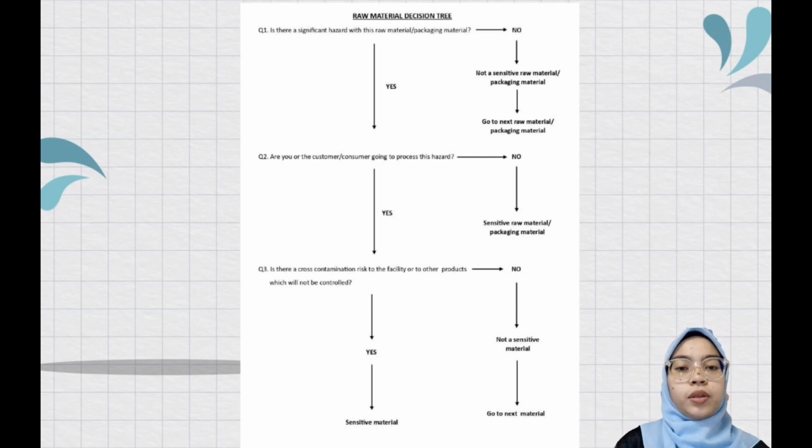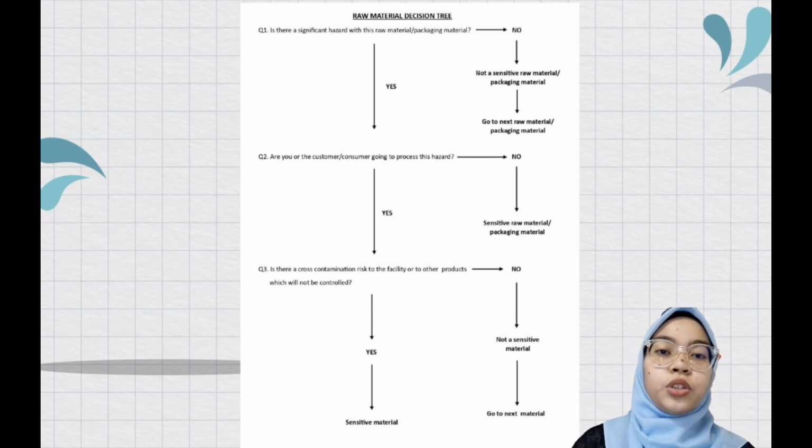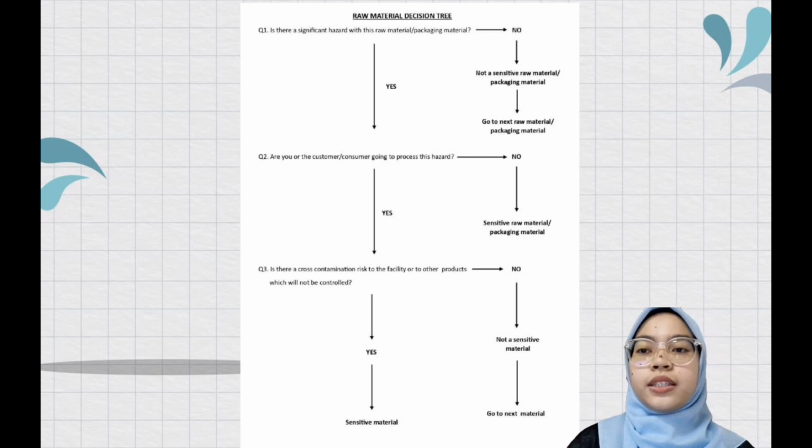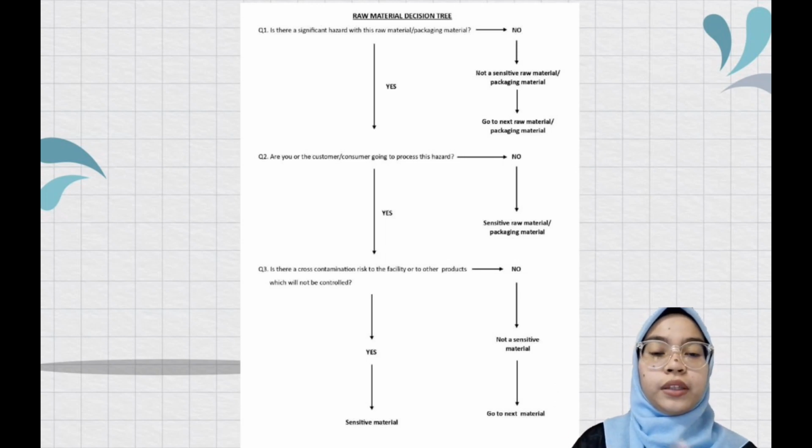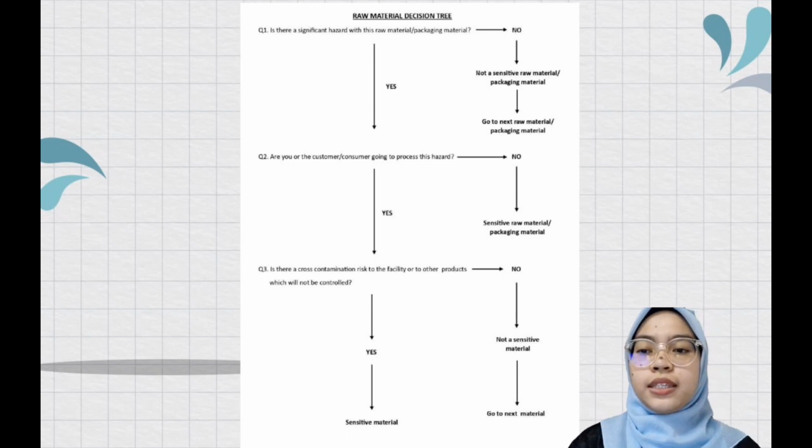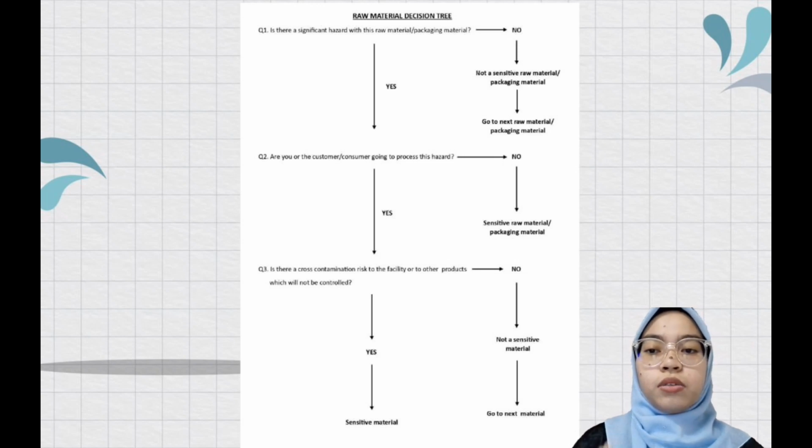our water spinach will be contaminated with soil, stone, grass, or metal fragments. So when we go through the questions in our decision tree for this physical hazard, we can see that for question one, which asks is there a significant hazard for our raw material, we decided with yes, which moves to the second question that asks, are you or the consumer going to process this hazard? So we answered with yes. Thus, it will move to the third question, which is there a cross contamination risk to the facility or to other product which will not be controlled?